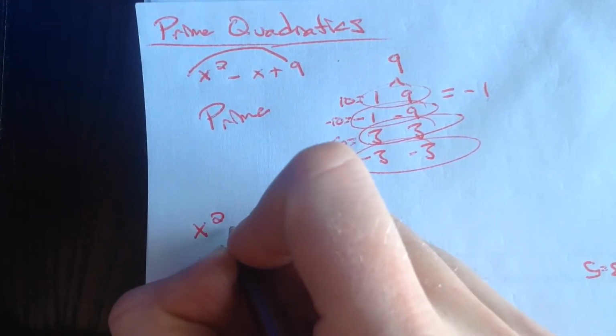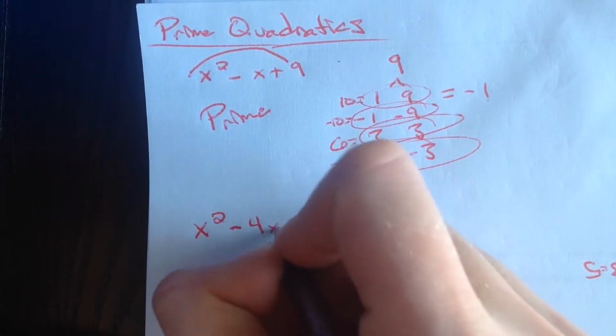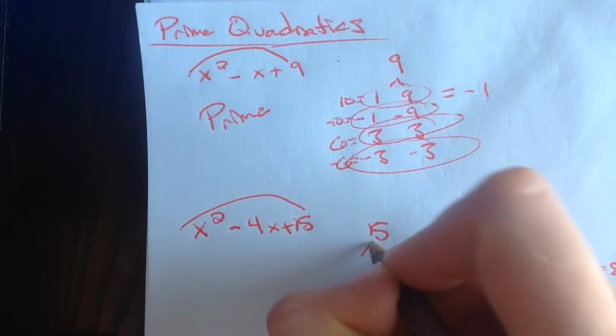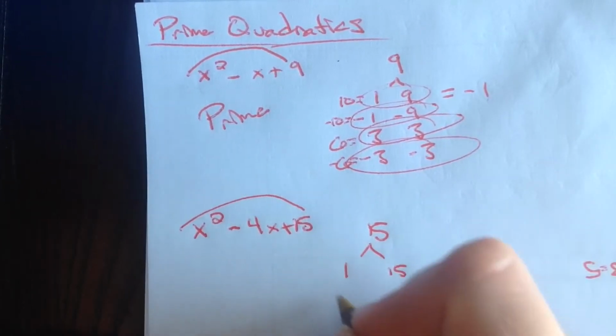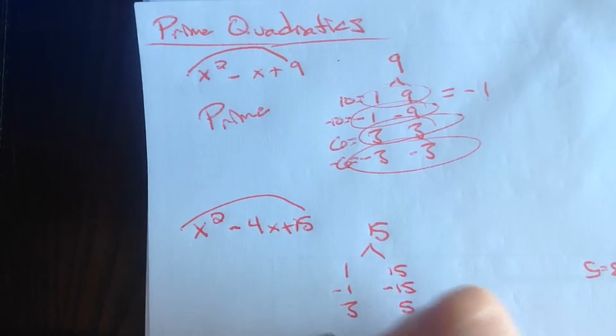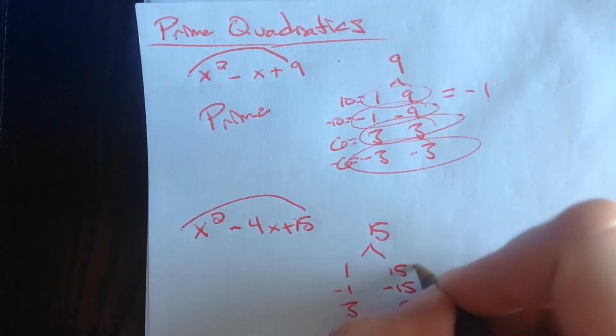Another example would be x squared minus 4x plus 15. Because if I take my AC of 15, my factors could be 1 and 15, negative 1 and negative 15, 3 and 5, and negative 3 and negative 5.